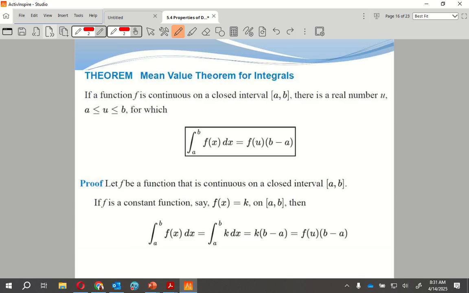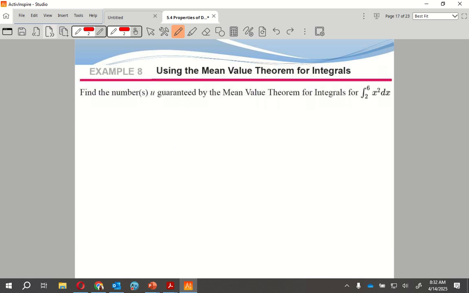All right, mean value theorem on integrals. For a function continuous on the closed interval a to b, there is a number u from a to b, somewhere in between those two, for which this actually works. So the rectangle I just made is the same thing as the area under the curve. They're equal at some place, at some value of u. Yes, no, maybe? Okay.